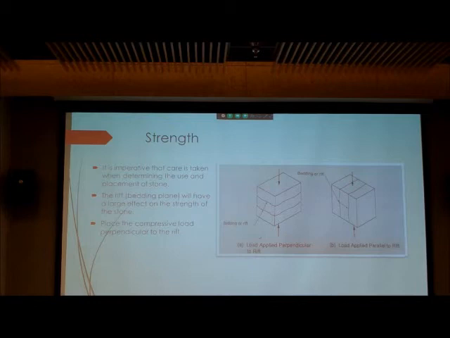If you are going to use it for its strength, you want to make sure you put the load perpendicular to the rift. The rift is what forms when the rock is forming the different layers. If you put the load parallel to the rift, it can shear off, and it's not as strong that way. You want to put it perpendicular.